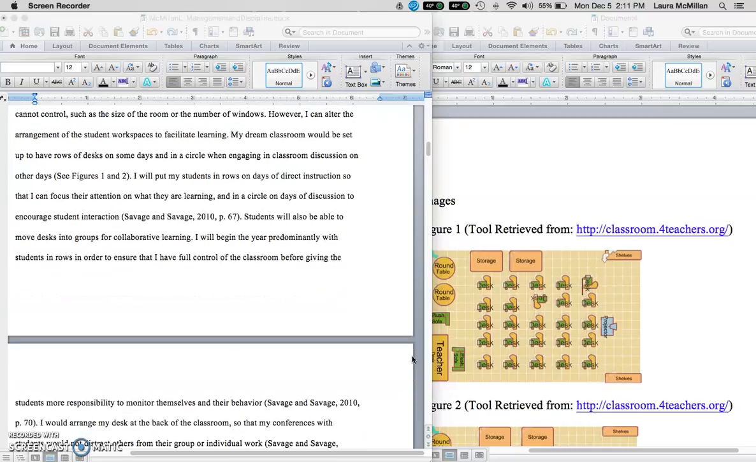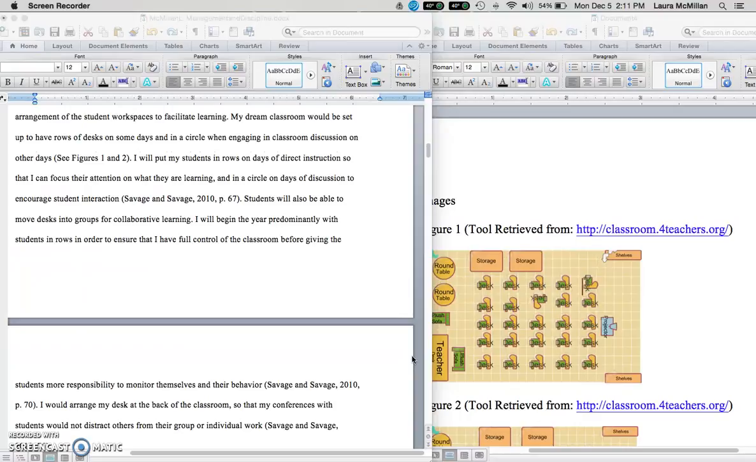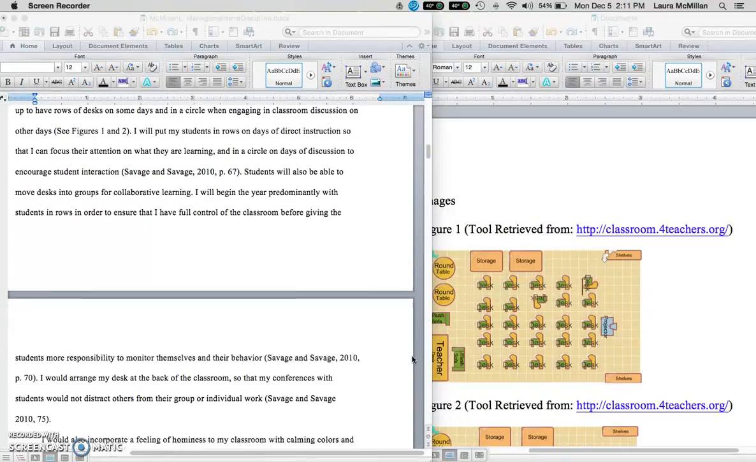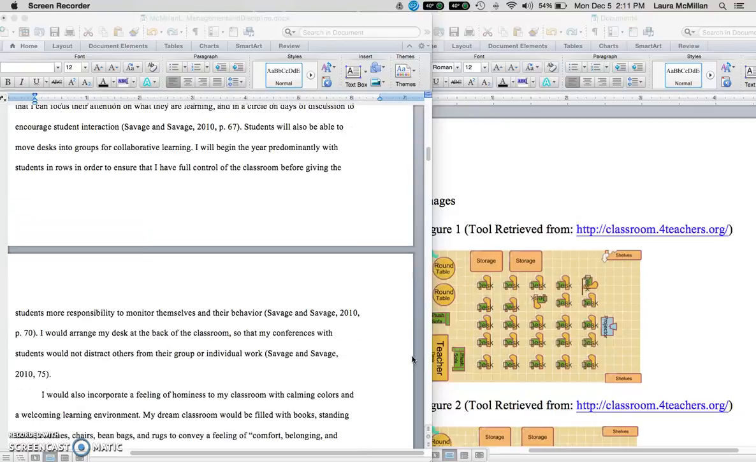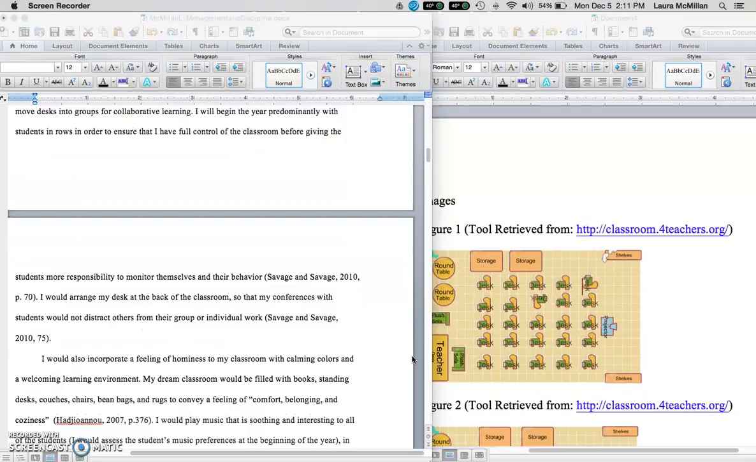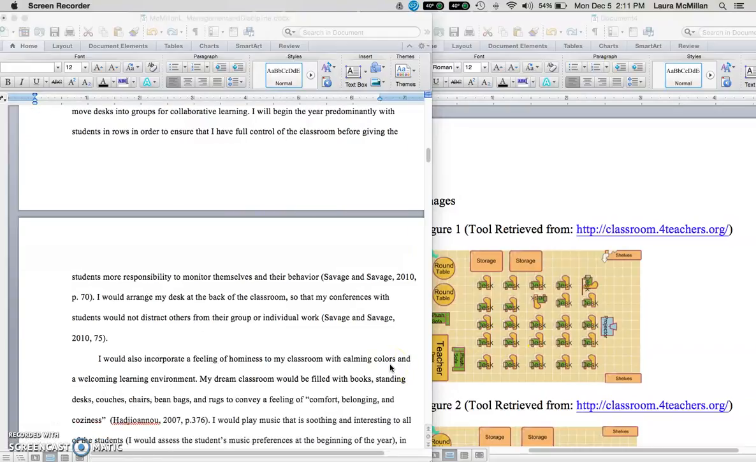I will put my students in rows on days of direct instruction so that I can focus their attention on what they are learning, and in a circle on days of discussion to encourage student interaction. Students will also be able to move desks into groups for collaborative learning. I will begin the year predominantly with students in rows in order to ensure that I have full control of the classroom before giving the students more responsibility to monitor themselves and their behavior.